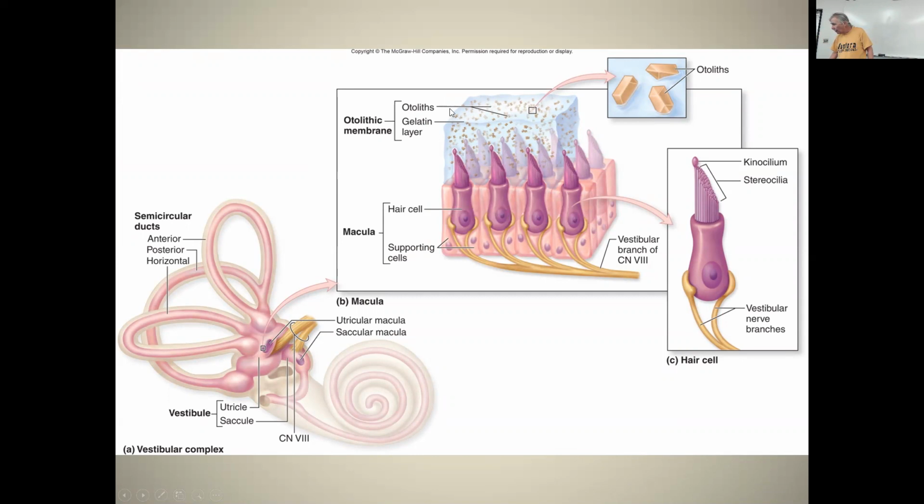Here's the otoliths in the otolithic membrane. There's the macula. There's the stereocilia and the kinocilium. And see, here are those little otoliths. So remember, you lean a little way and they cause a bending of the stereocilia, opening up ion channels. I think it's potassium. Again, this is endolymph. High potassium goes in, receptor potential, and an action potential is generated along the vestibular branch of cranial nerve 8.